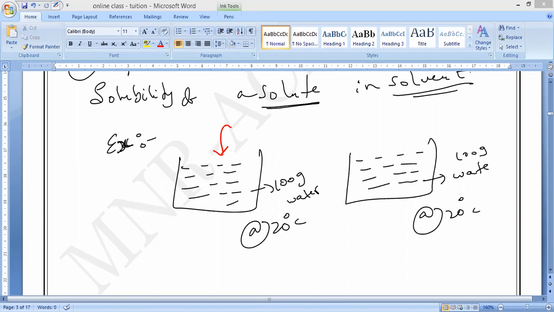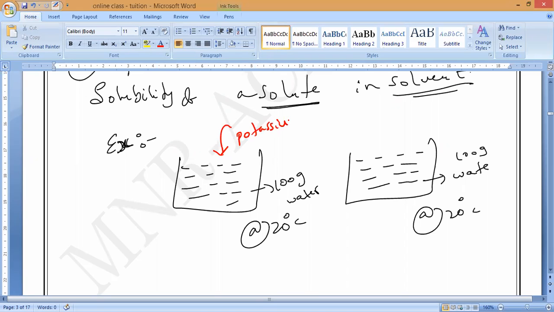If I add potassium nitrate, how much will it come? Can you say? Check your notebooks and tell me. In this one I will add potassium nitrate, and in this one I will add sodium chloride. So now, what is the solubility of potassium nitrate in 100 grams of water? Check your notebooks and tell me.